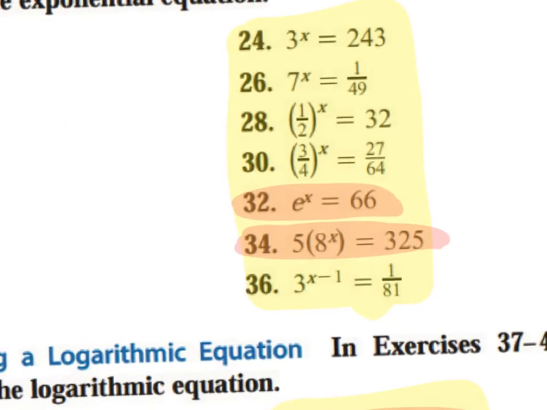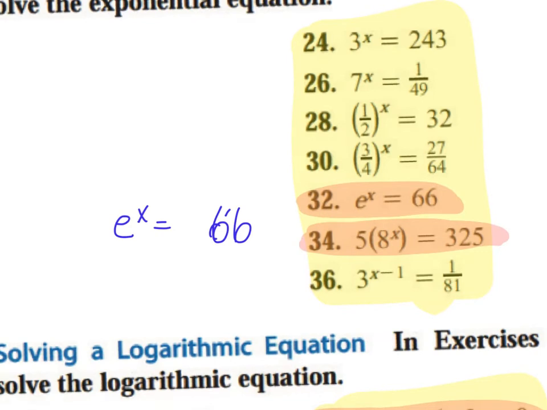When I have number 32, and it's e to the x equals 66. Guys, what is the opposite of e? ln. You have to remember that. Is the e to the x all by itself? Yeah, it is. Is there anything being added, subtracted, multiplied, or divided? No. So how do I get e to go away? I'm going to take the natural log of the left-hand side. If I take the natural log of the left-hand side, what do I do to the right? The natural log. So I have x equals, in your calculator, what is the natural log of 66? Give me 3 or 4 decimal places.